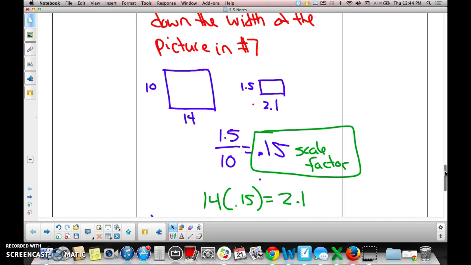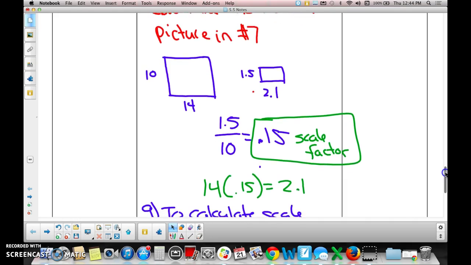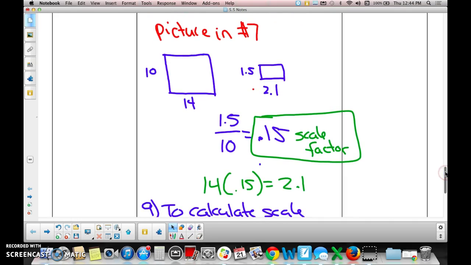If it is greater than 1, it's going to be blown up. If it's less than 1, it's going to be shrunk. Yes or no? Okay, so scale factor can get confusing. How would you determine the scale factor? What are you using to determine what a scale factor is, Ahmed?